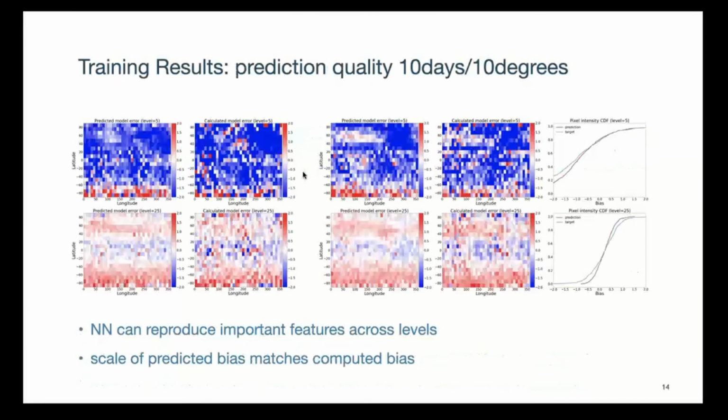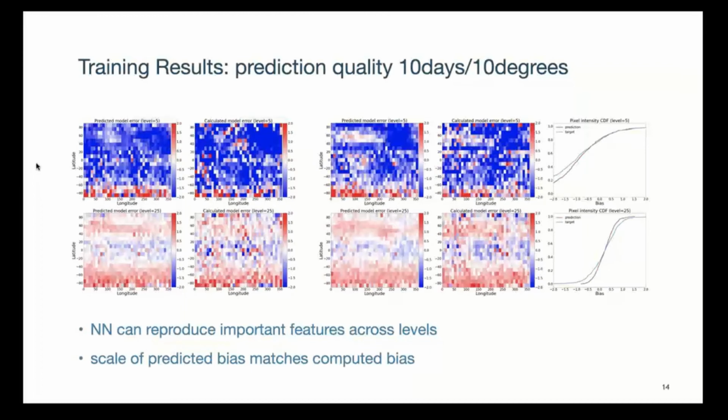So this is the prediction quality for 10 days, 10 degrees. What you can see here is that the left columns, the predicted model error, are the output of the network, and the calculated model error is the one from the fits, or target. And on the right-hand side, you also see these cumulative density functions. These are like a zero-order metric, if you want, and basically compare the pixel intensities of the prediction with the target. And you see them match pretty well. So at least this test is good.